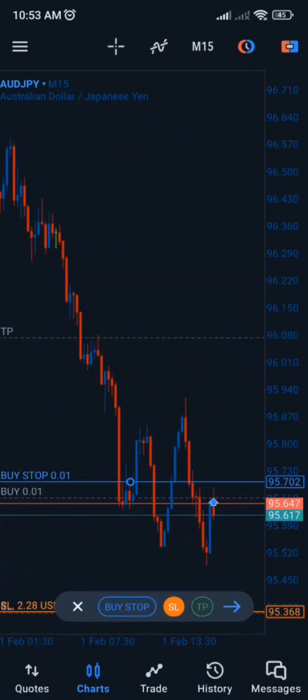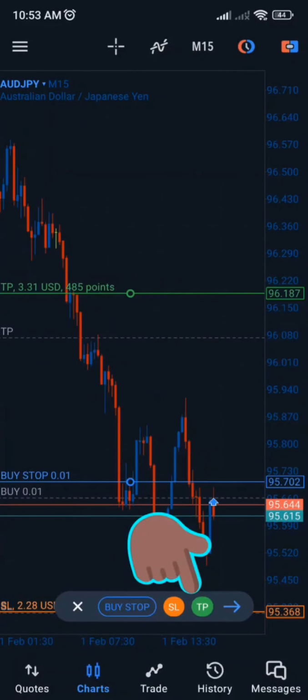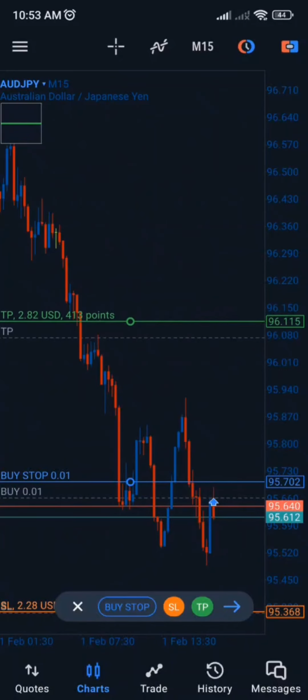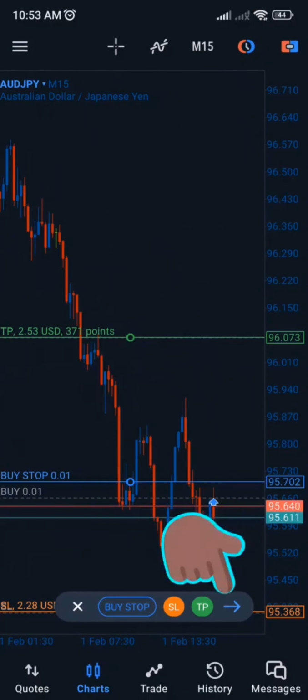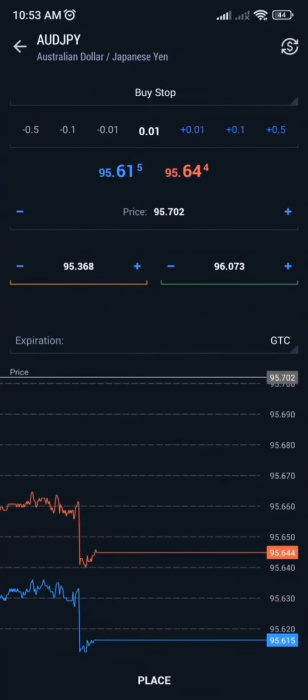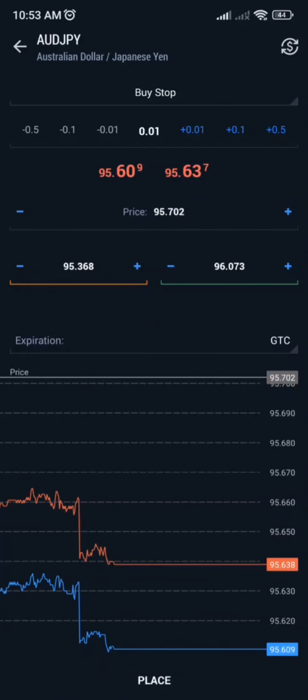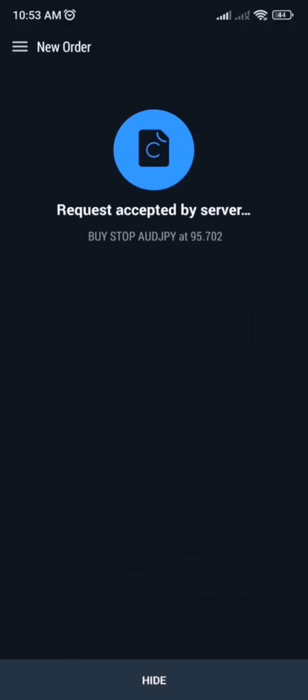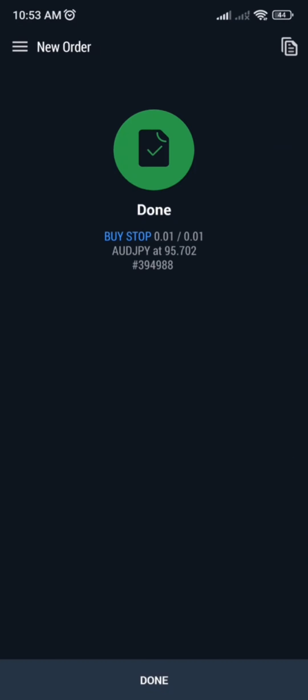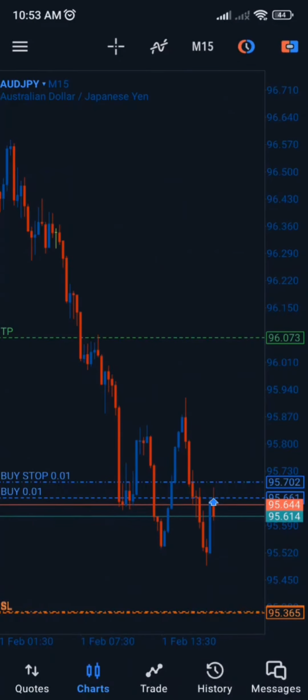to where the previous one was, as well as I can tap the take profit and also place this here. Once I tap on the arrow again, it will just adjust the stop loss and the take profit for me. So I'll tap place. And that's pretty much it for this trade setup.